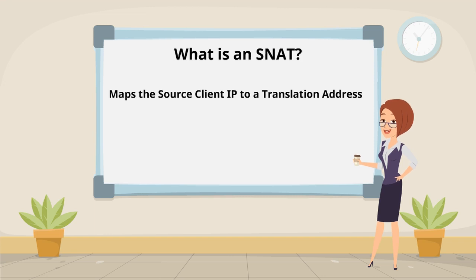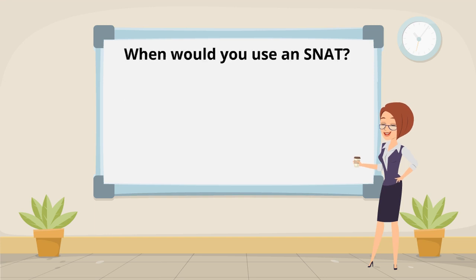Now, with NATs, you can map only one IP to a translation address, so one original address to a translation address. Whereas with SNATs, you can map multiple original addresses to a single translation address, which is quite cool.